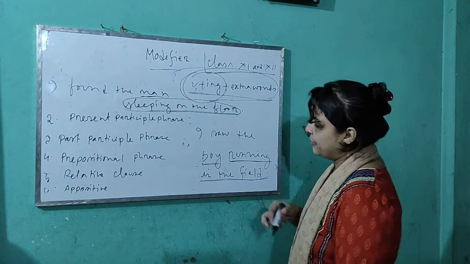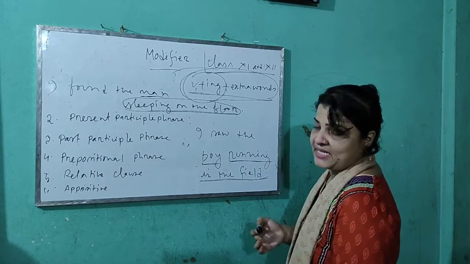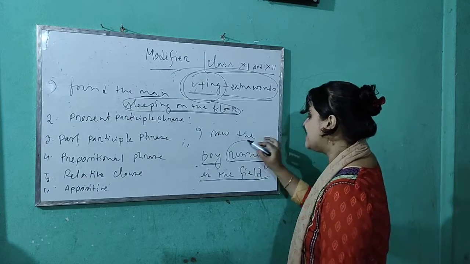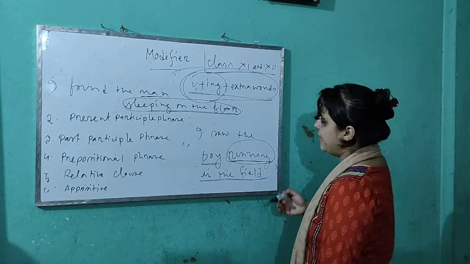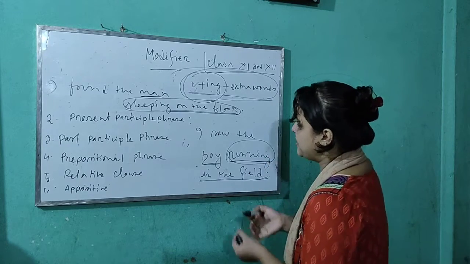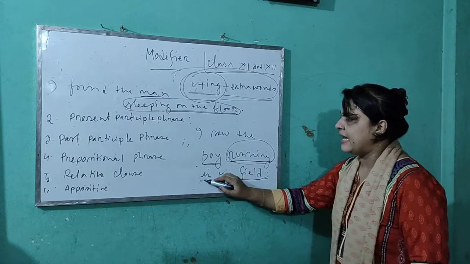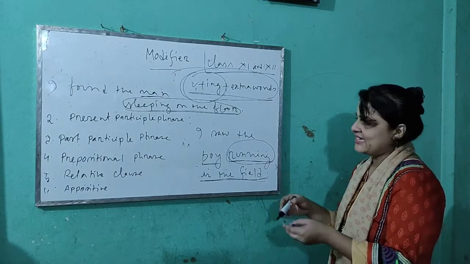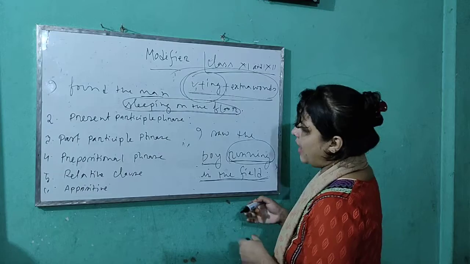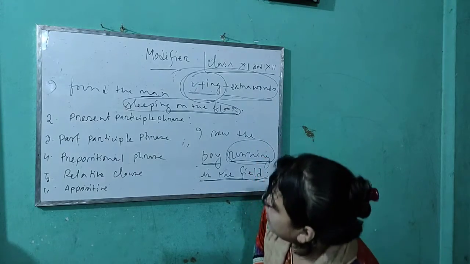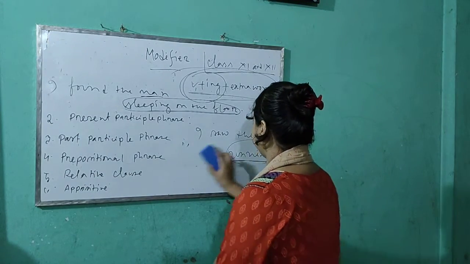But whenever you are asked to use a present participle, then you just use an ing form of the verb. But whenever you are asked to use a present participle phrase, then you will elaborate it, adding some words with the present participle. Now let us see past participle phrase.